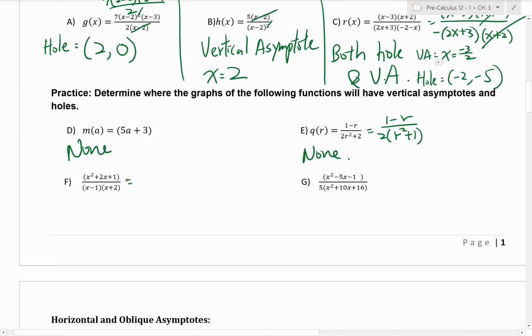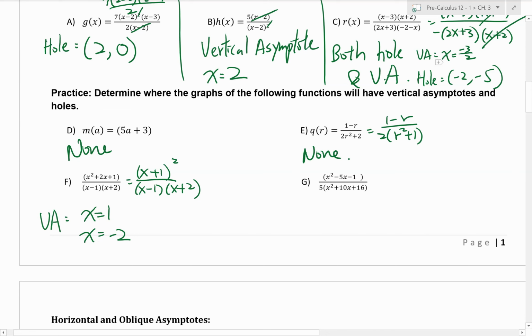Part F, again, you should factor first. In the numerator, you should actually get x plus 1 squared, over x minus 1, x plus 2. You can see there's nothing you can cancel out. So you would actually end up with 2 vertical asymptotes, x equals 1 and negative 2.